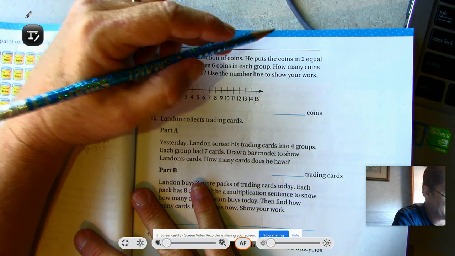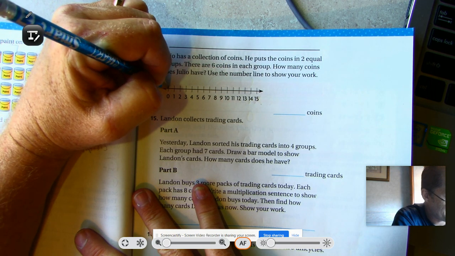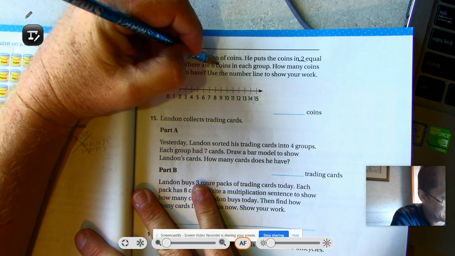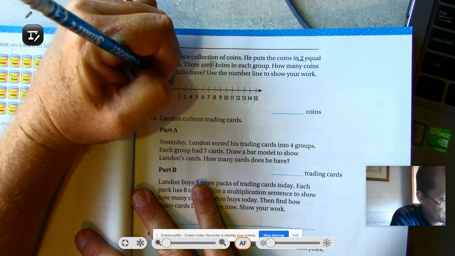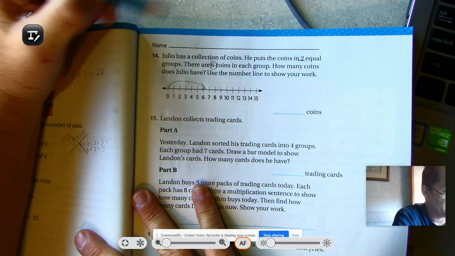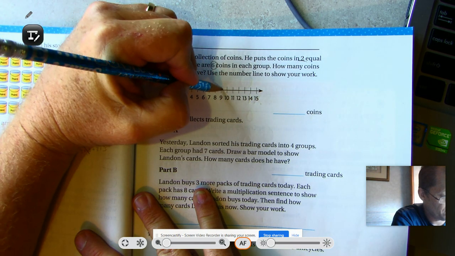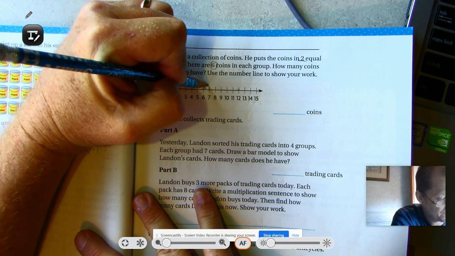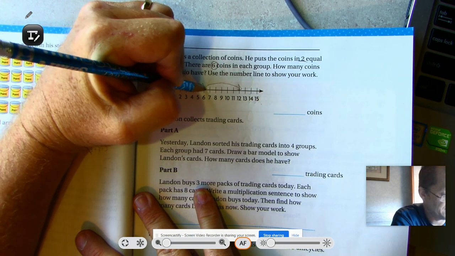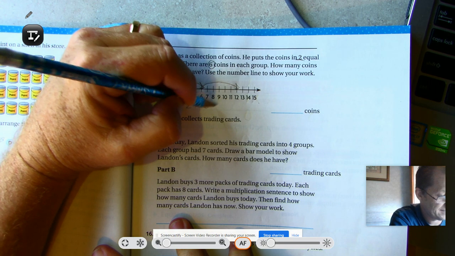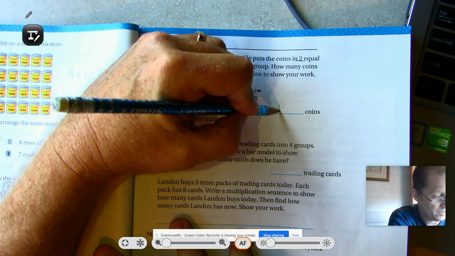So 6 coins in each group. So I know I have to have 2 jumps, so that's 2 equal groups, and 6 coins in each group. Okay, so that's 1 equal group. 1, 2, 3, 4, 5, 6 more will be the second group. So 2 times 6, and we end at 12.